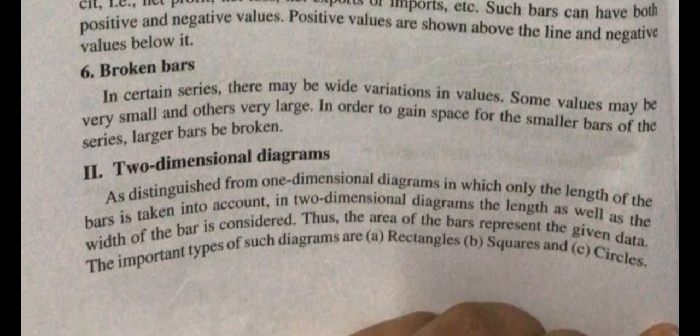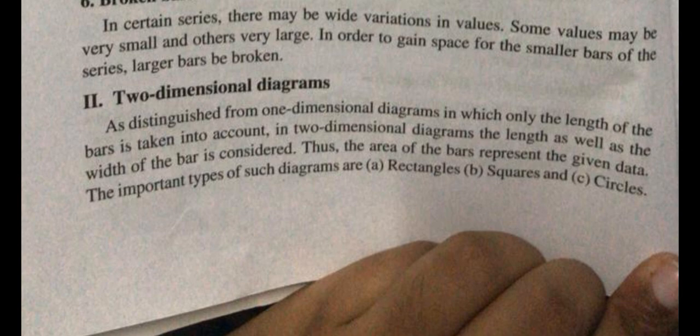Then broken bars. In certain series, there may be wide variations in values. Some values may be very small and others very large. In order to gain space for the smaller bars of the series, longer bars are broken. Two-dimensional diagrams. As distinguished from one-dimensional diagrams in which only the length of the bar is taken into account, in two-dimensional diagrams the length as well as the width of the bar is also considered. The area of the bars represents the given data.